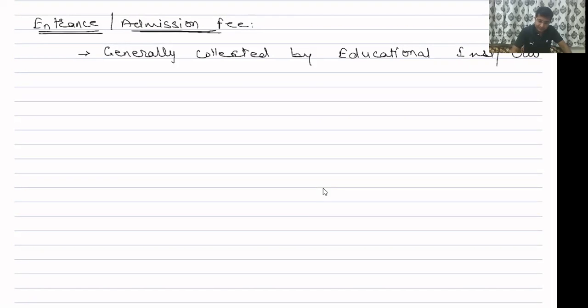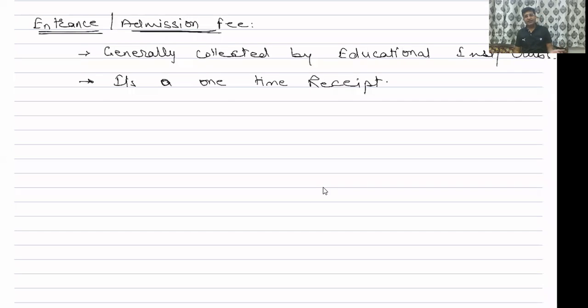This is generally collected by educational institutions or clubs, right? It's a one-time receipt. You'll say, sir, how is it a one-time receipt? Every time the student takes admission, at that time he is required to pay the admission fee.